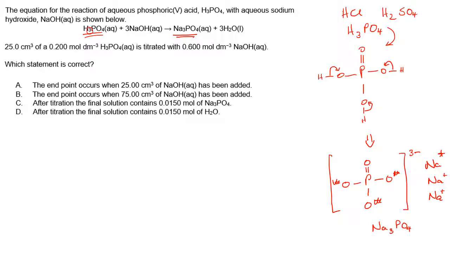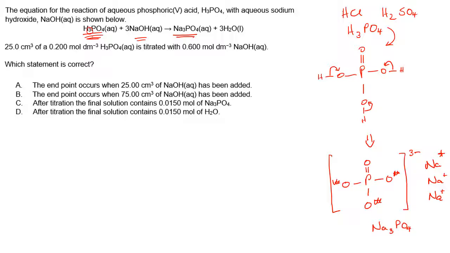All these ions are actually dissolved in water, so they swim around independently, but that's the ratio they're in in aqueous solution. So that said, let's go back to the question and answer it. Which statement is correct about this reaction? It's a neutralization reaction. We've got phosphoric acid reacting with sodium hydroxide, making sodium phosphate and water. So it's the usual acid plus alkali goes to salt plus water reaction.